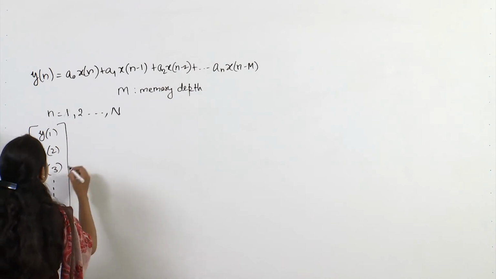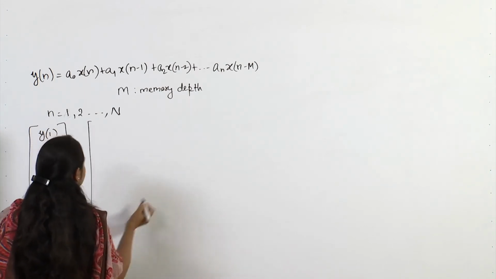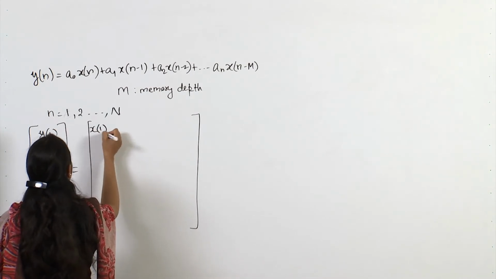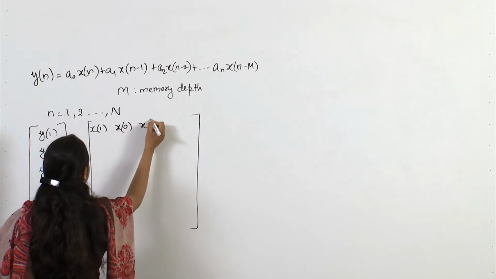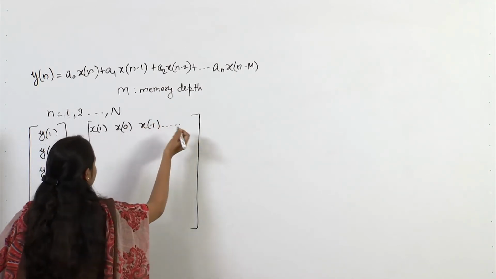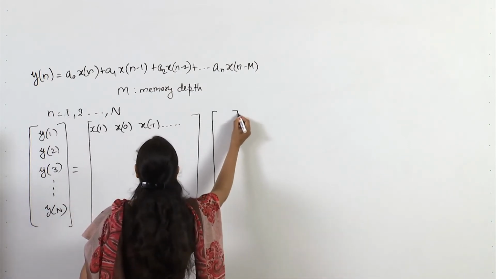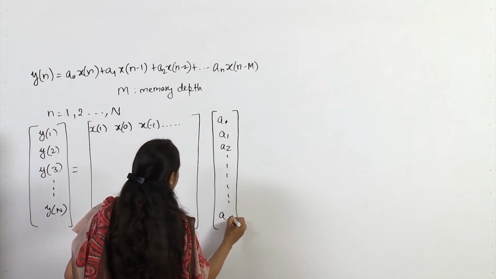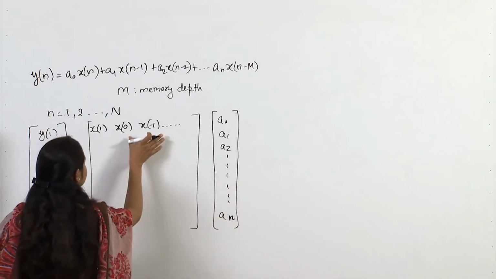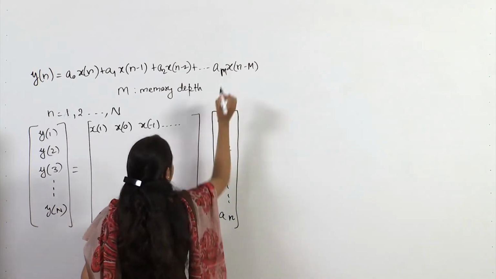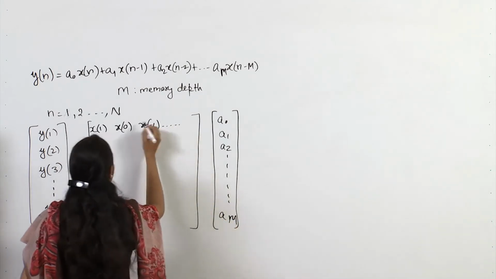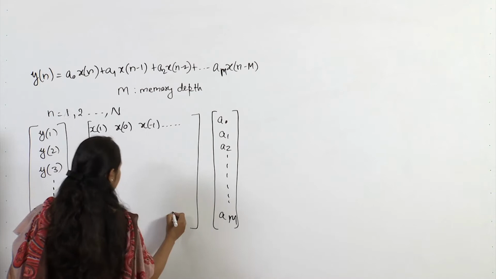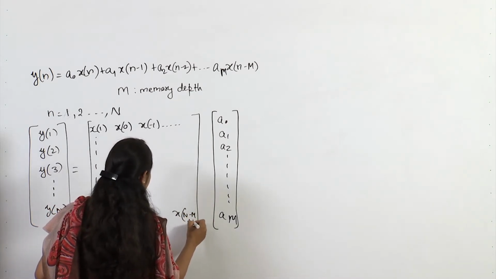That is the output, and x[n] can be represented as x1, x0, x minus 1 and so on till the Mth value. And the coefficients can lie here. Let's put it a_m, which will be with respect to this one. Similarly, it will have all the values till x capital N, and this value will be x[n minus M plus 1].